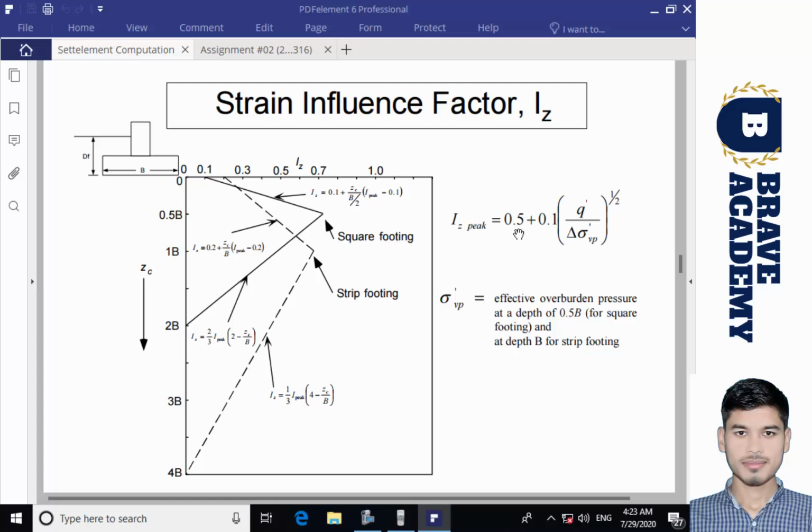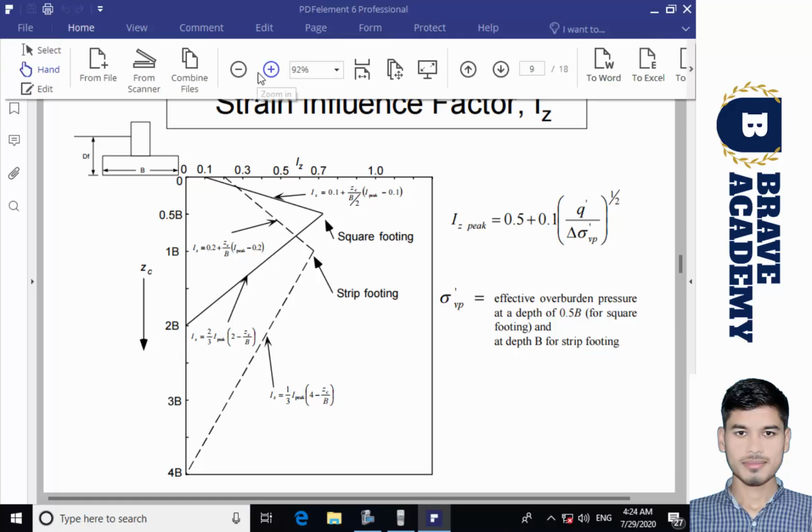Iz peak equals 0.5 plus 0.1 into q prime divided by delta sigma prime vp, to the power 1 by 2. Here delta sigma vp prime is the effective overburden pressure at a depth of 0.5 B for square footing and at a depth of B for strip footing. This is the effective overburden pressure at the corresponding depth at which Iz gives the peak value. Here I will explain further, let me zoom.